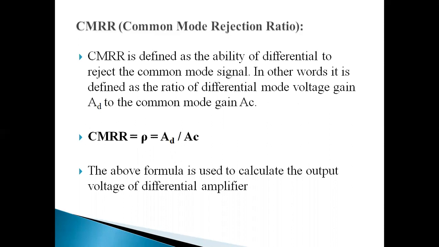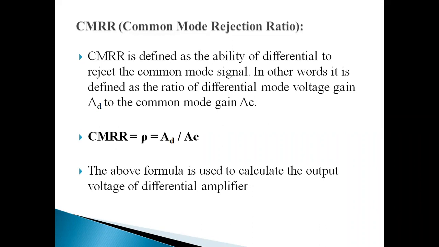Okay, so it is defined as the ability of the differential amplifier to reject the common mode signals. How much of the common signal is rejected by the differential amplifier, and how much of the different signal is amplified by the differential amplifier, will be observed by the CMRR value.